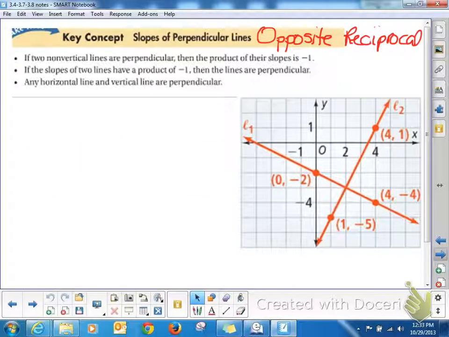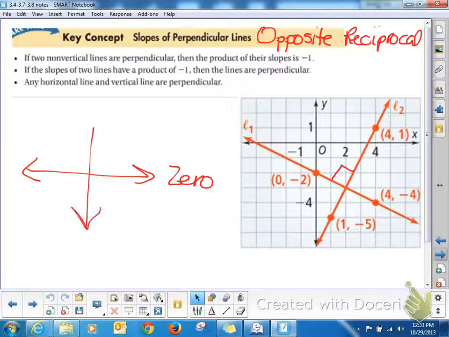If the slopes of two lines have a product of -1, then the lines are perpendicular, meaning they intersect to form 90-degree angles. Any horizontal and vertical lines are perpendicular. So what that means is that if you have a line that has 0 slope, its opposite reciprocal is an undefined slope.